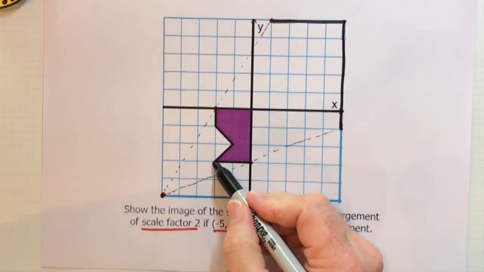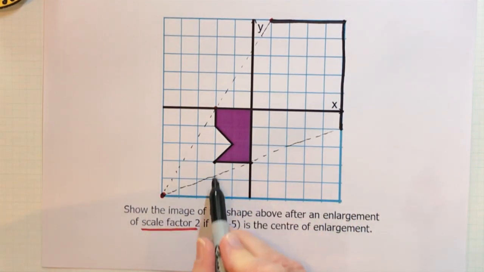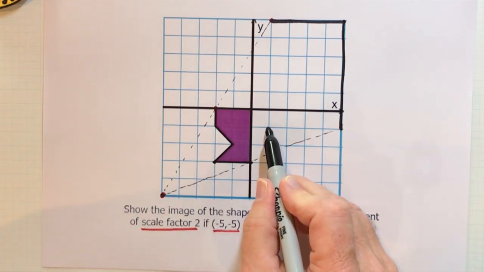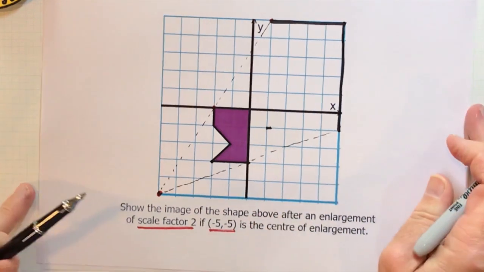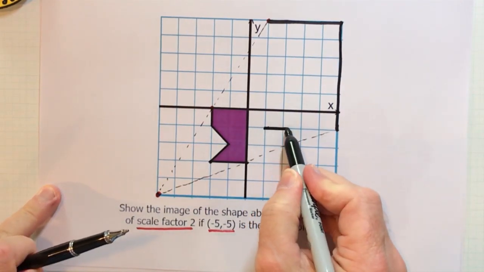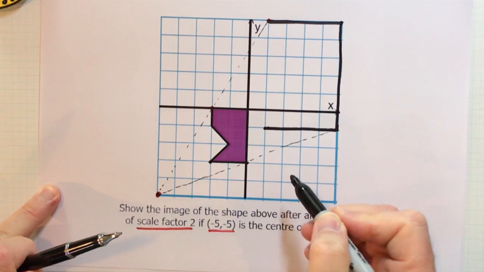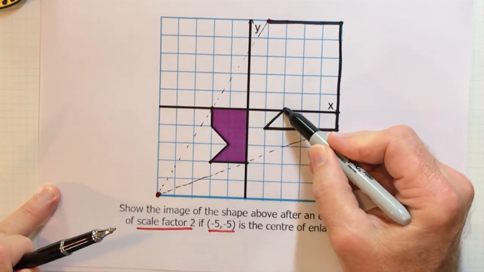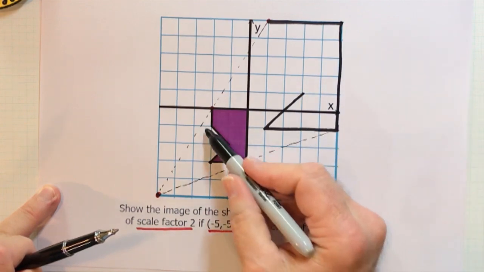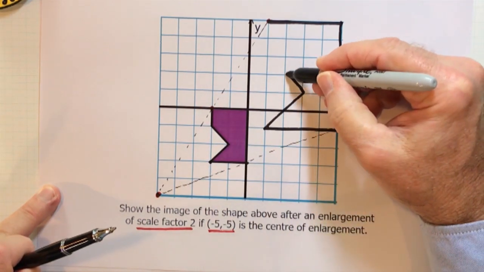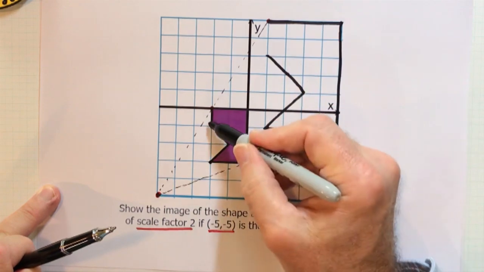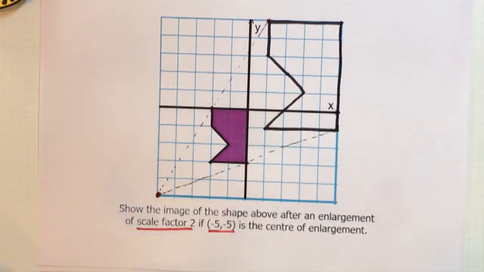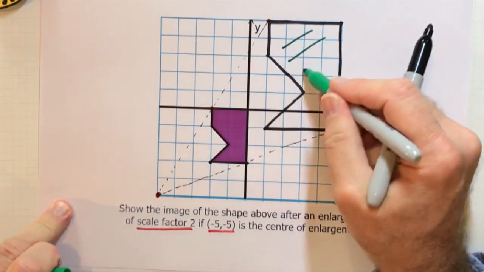Okay, this point here, from the center, 3 across and 2 up, double it, 6 across and 4 up. It's going to be here. So this must be the bottom of the shape here. And because I know the shape is twice as big, I know this line is going to be twice as long. This line is going to be twice as long. And that is going to be twice as long as well. So my image looks like that.